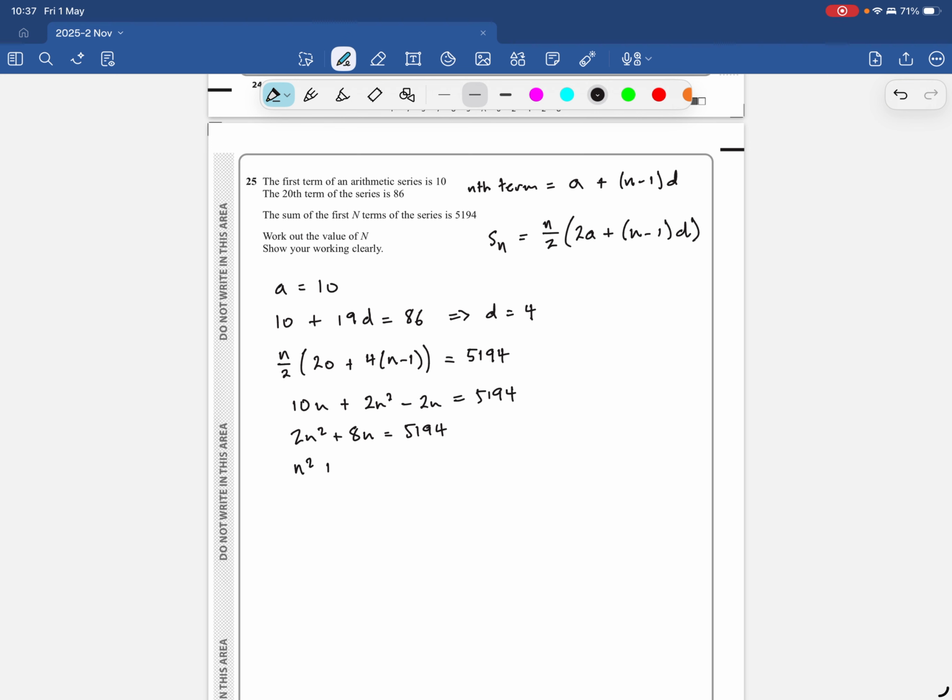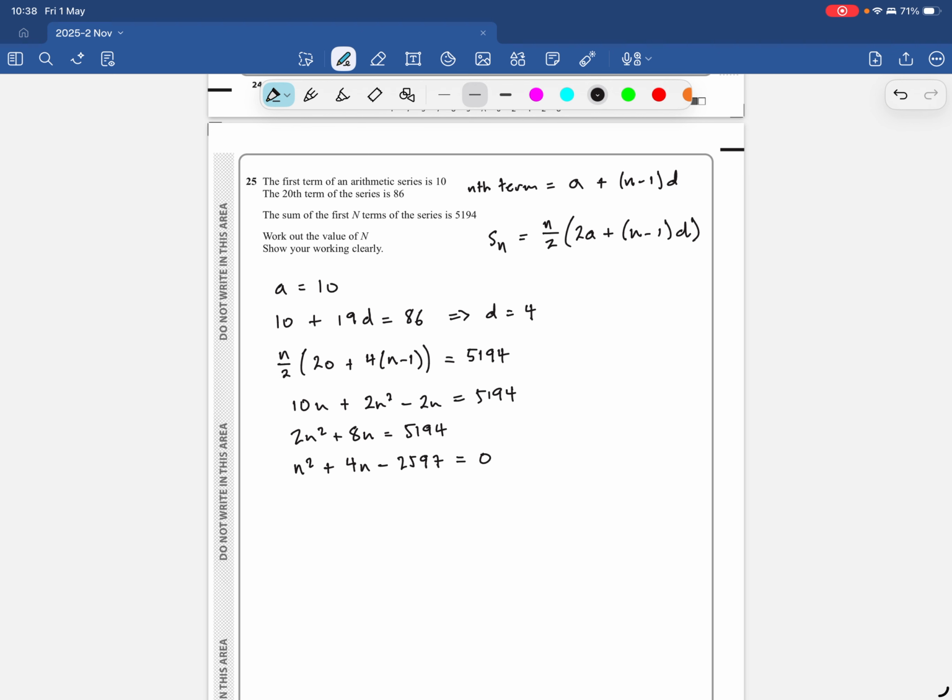So n squared plus 4n minus 2597 equals 0. So I've subtracted the 5194 and then I've divided everything by 2, and that still works, of course, because having 0 on one side and then dividing it by 2, I've still got 0. This is my quadratic, and I need to solve it.